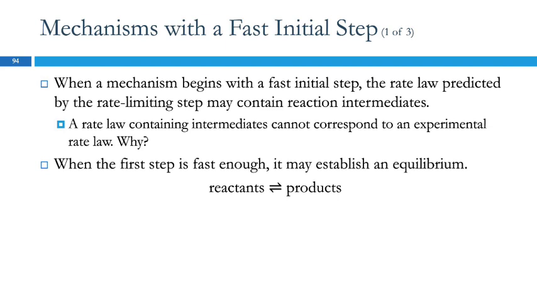But what we can do is we can understand that if that first step is really fast, you can actually get an equilibrium established between the reactants and products of the first step. And so we can do some math with that and express the concentration of an intermediate in terms of the concentration of one of the reactants.